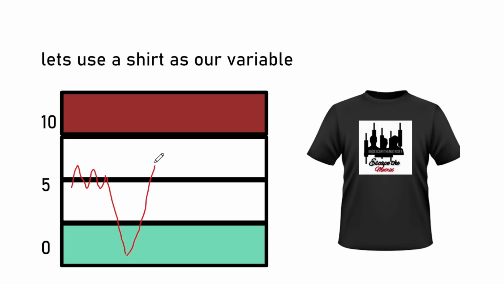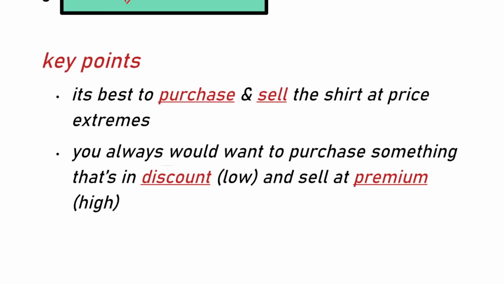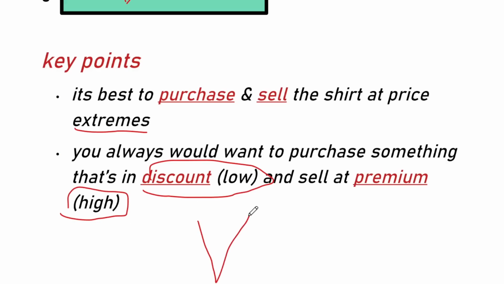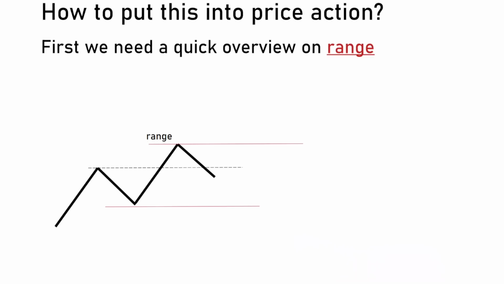Now, let's say the shirt rises in price and is $7.50, $8, $9. If you purchase this shirt at this price, you're paying the premium. So the takeaway here is it's best to operate in extremes. It's best to purchase and sell the shirt at price extremes. You always want to purchase something that's in discount, which means buying low. And you always want to sell at premium, which is selling high. Buy low, sell high.